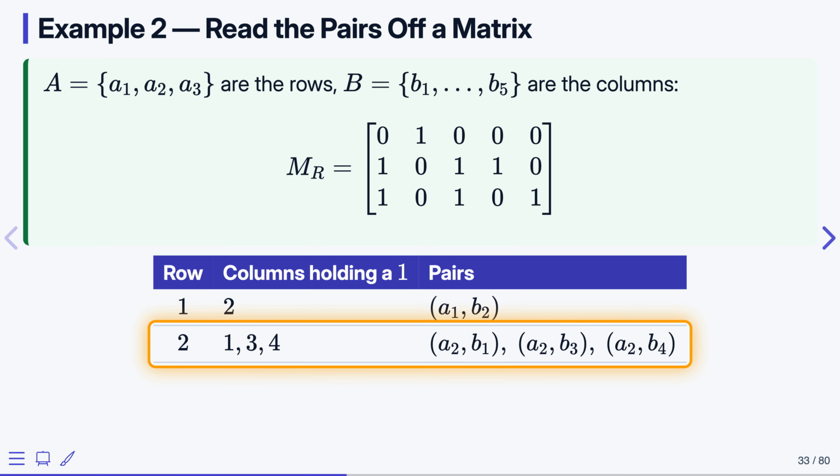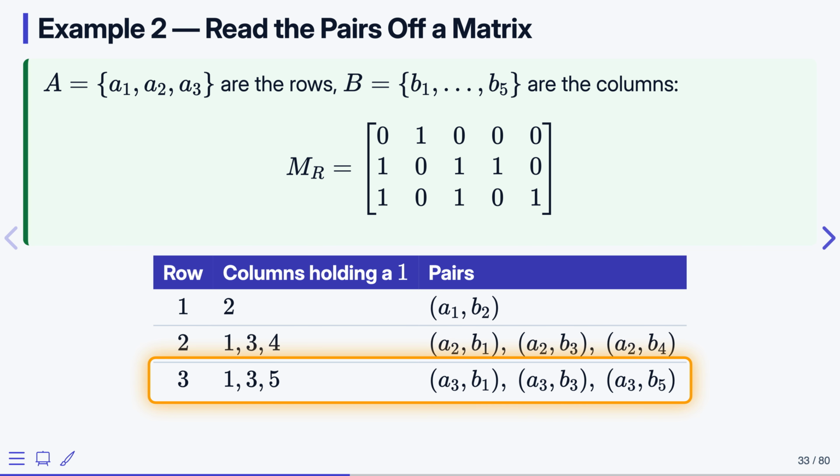In row 2, there are ones in columns 1, 3, and 4. So we get 3 pairs, (a2, b1), (a2, b3), and (a2, b4). In row 3, there are ones in columns 1, 3, and 5. So we get (a3, b1), (a3, b3), and (a3, b5). Collect all 7 pairs, and that is the relation R.